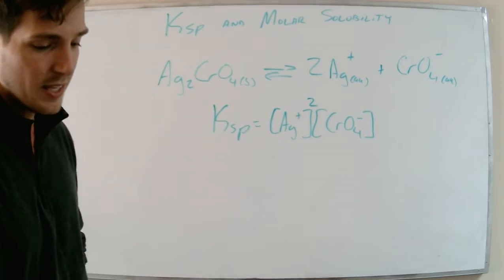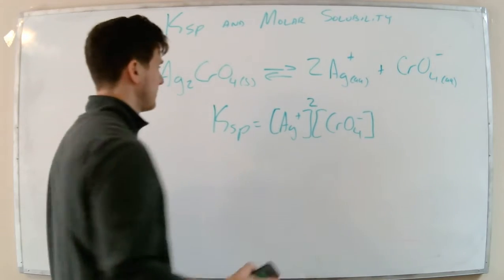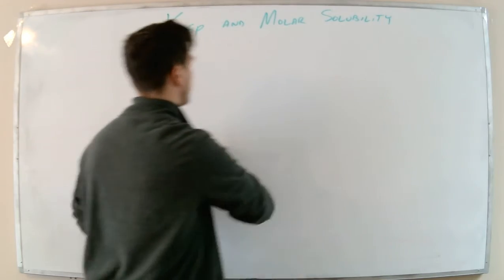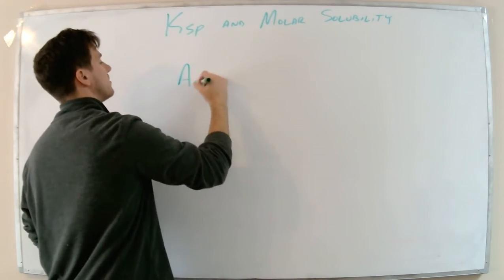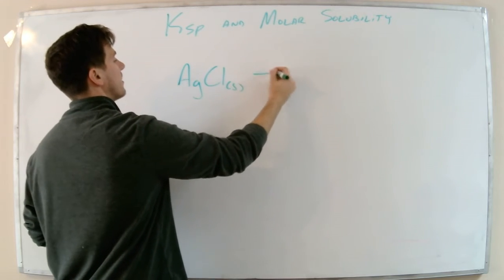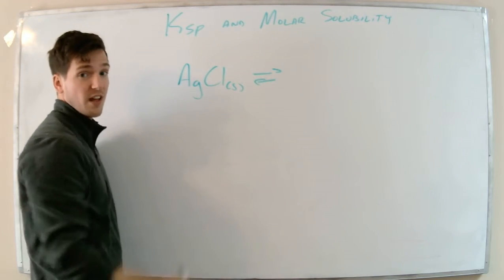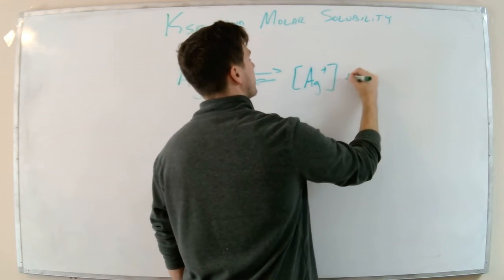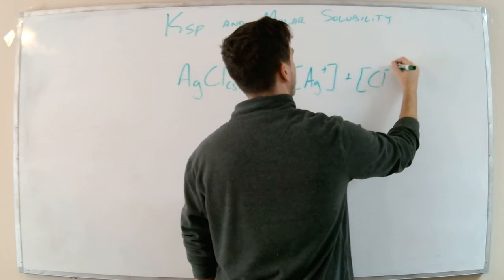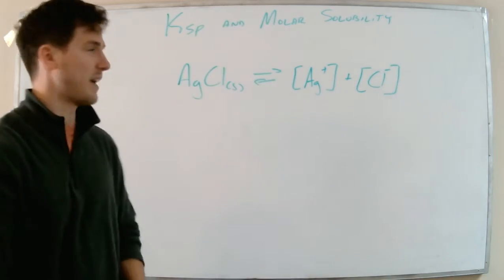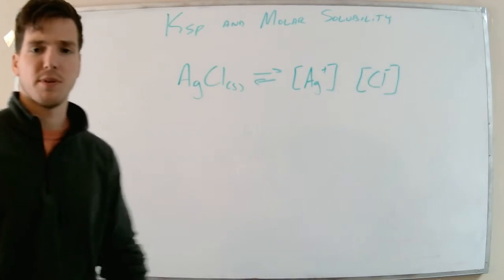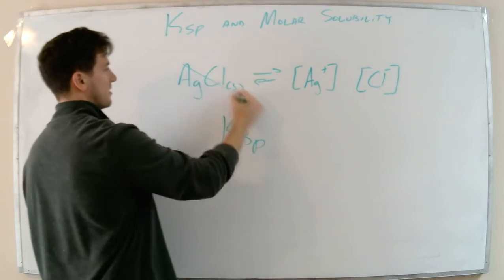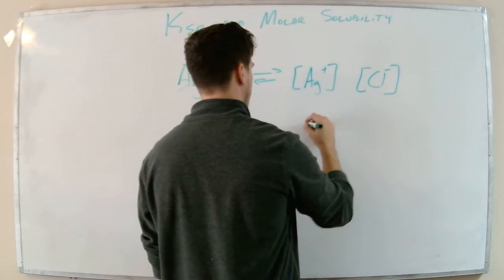Okay. And let's do one more, just for the fun of it. Let's do it again with our pal silver, but instead of silver chromate, it's silver chloride. Again, these Ksp salts are always going to be solid at the start. And this will just dissociate into Ag+ and Cl minus. And then our Ksp. Remember, the solid doesn't affect it at all.